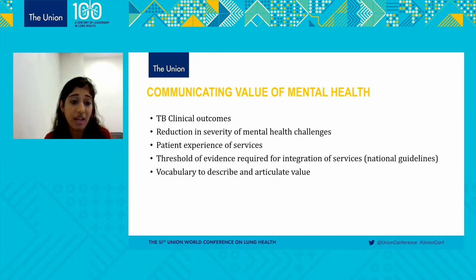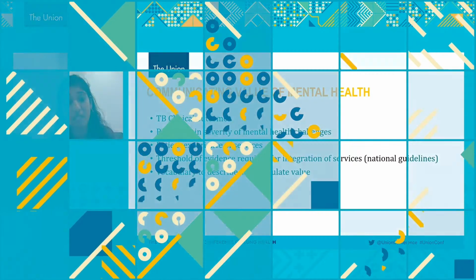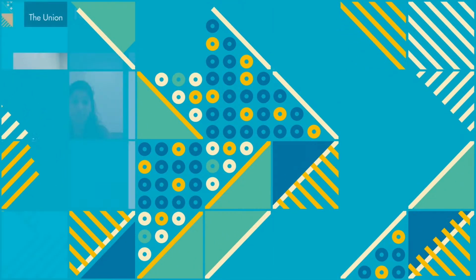And then finally, a threshold of evidence to integrate services, specifically into national guidelines. As we provide patients with treatment regimens, alongside that we should be able to provide mental health services as part of a technical operating guideline, with equal priority, equal intention and intensity, and accountability. So that's what we're aiming for, hoping to end the session with actually being able to integrate mental health services into TB care. Thank you.